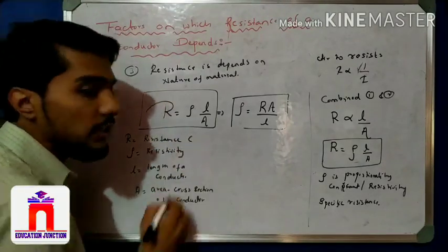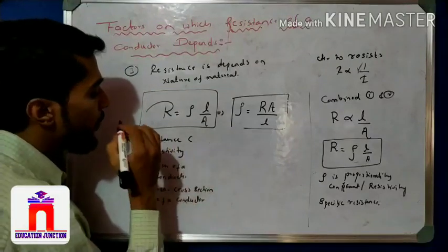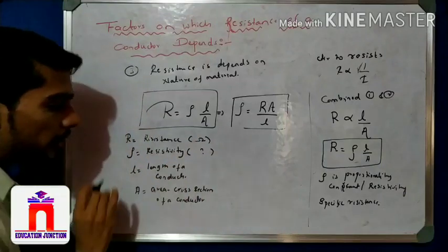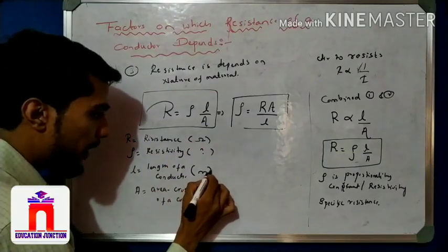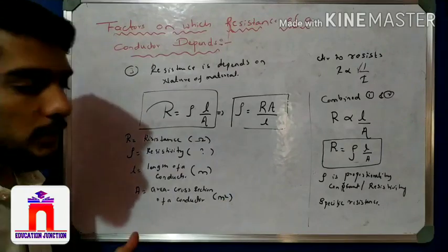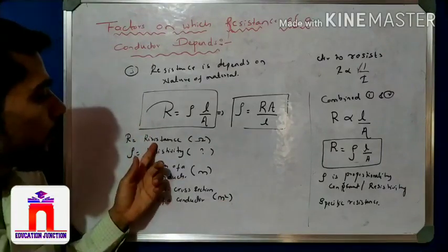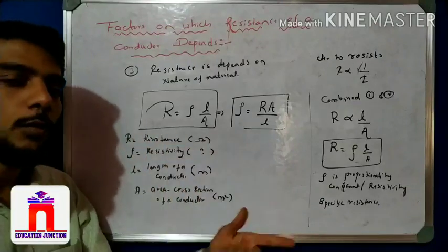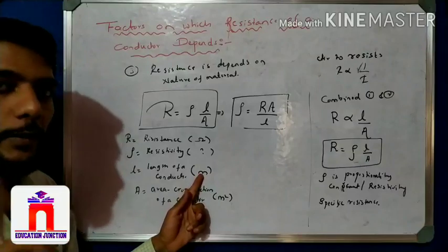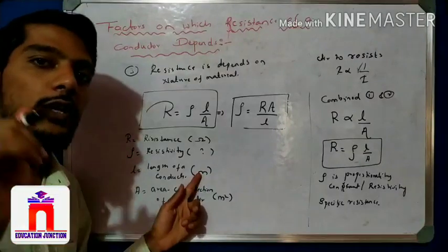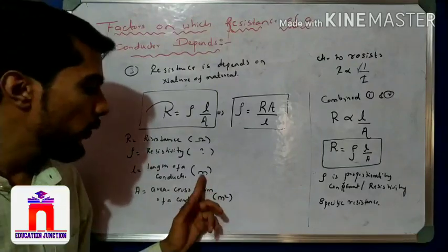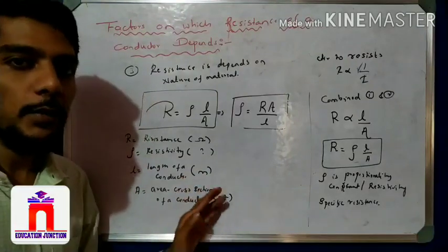We know that the SI unit of resistance is ohm. For resistivity, let me find it in a moment. For length it is meter, and for area of cross section it is meter square. So these are SI units. If they give micro-ohm or milliohm, you have to convert to ohm. The length must be in meter. If they give centimeter or millimeter, we convert into meter, and then the area automatically comes in meter square.